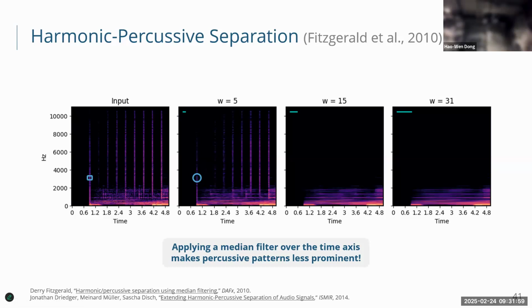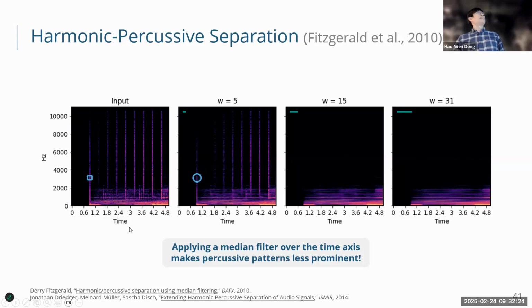The blue bars here are the filters that we are applying to the spectrogram. So we will just grab this and then apply it in different places. And then we will keep the middle point as the filter point. That's why if you look at W equals 31 here, all the vertical patterns are gone.